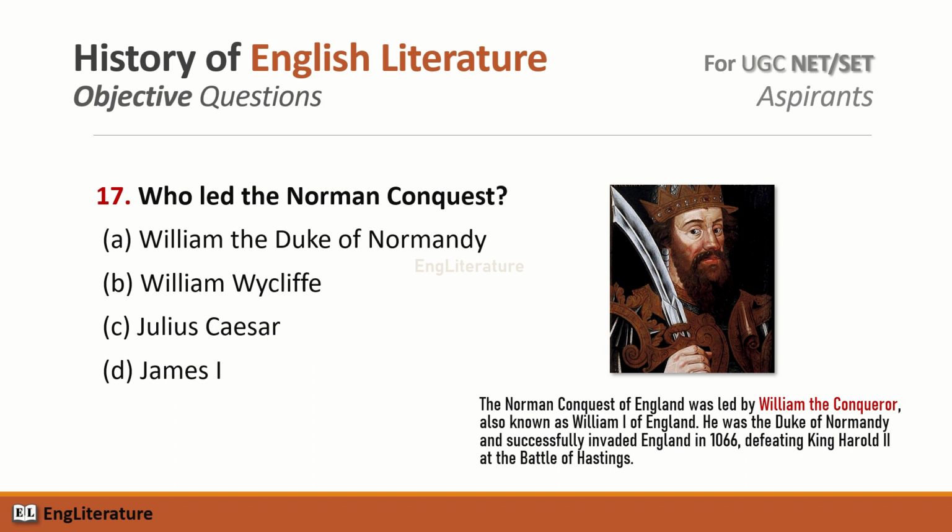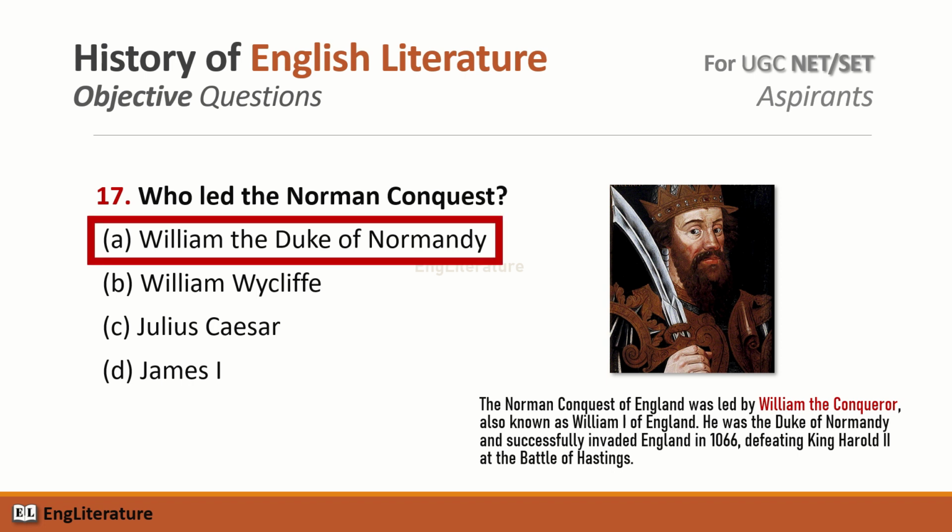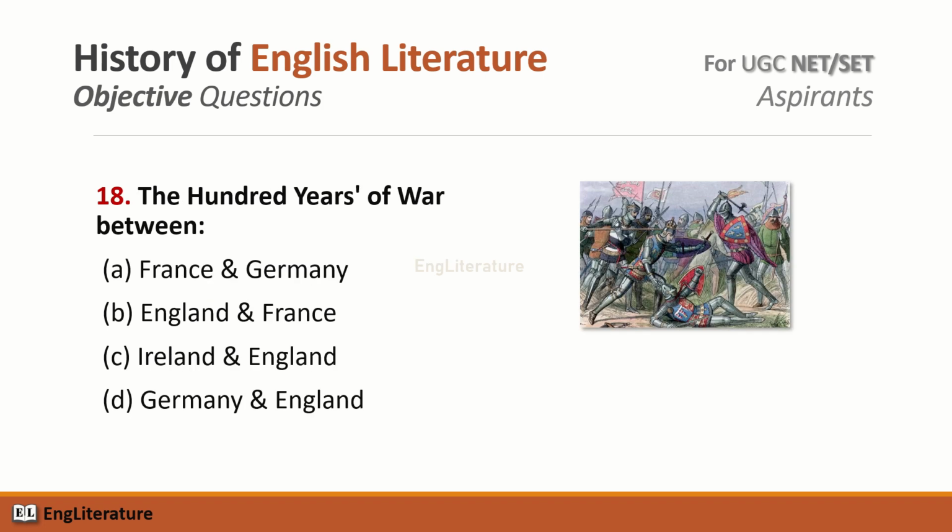Who led the Norman Conquest? The Norman conquest of England was led by William the Conqueror, also known as William I of England. He was the Duke of Normandy and successfully invaded England in 1066, defeating King Harold II at the Battle of Hastings. Here the right choice is number A. William, the Duke of Normandy, led the Norman conquest.